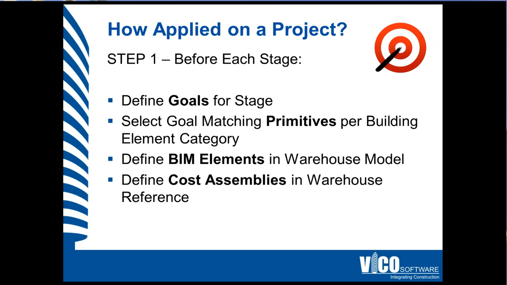Then after defining the primitives, you look at the guidelines that you've defined for the primitives and create your BIM elements in a warehouse model. And also by looking at the primitives, you define the cost assemblies in the warehouse reference. Either define that from scratch, as mentioned earlier, or copy it from an earlier project or a standard data source.